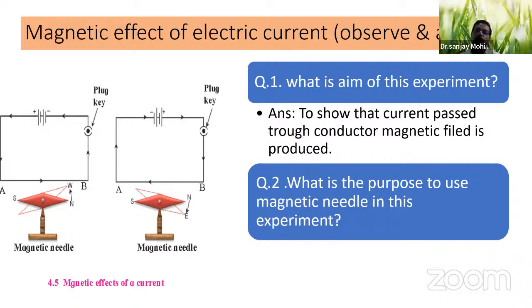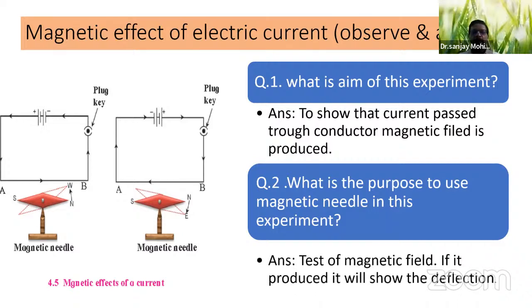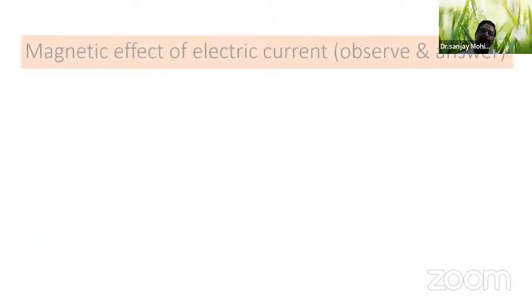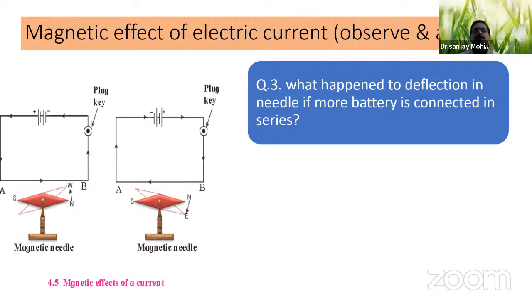So now the next question is, why is the magnetic needle used in this experiment? The magnetic needle is used to test the magnetic field, because if there is a magnetic field, then there will be a deflection. That's why the magnetic needle is used. The third question can be asked: what happens to the deflection in the needle if more batteries are connected in series? We know that when more current passes through the conductor, the intensity of the magnetic field will increase, and then the deflection will be more.